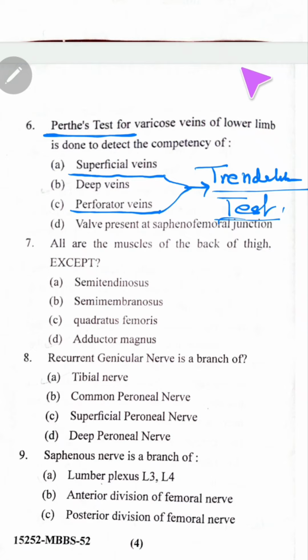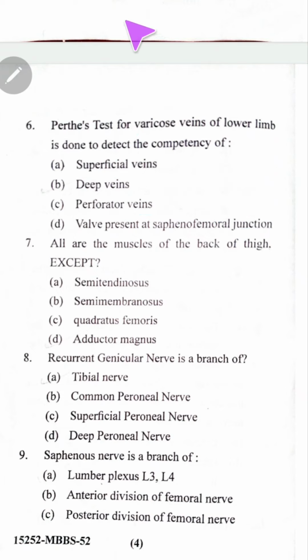Along with this Trendelenburg test, the valve present at the saphenofemoral junction can also be checked along with the superficial veins. Now what remains is the deep veins. Deep veins are actually checked by this Perthes test.